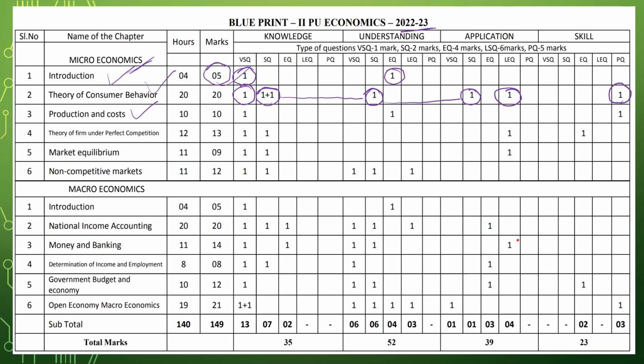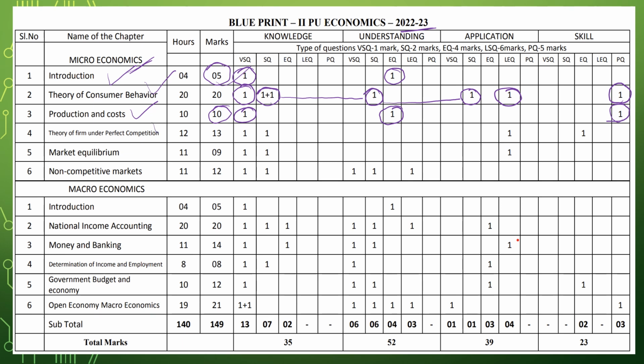And come to production and cost. If we study under production and cost, the marks allotted is 10. And from this chapter, one 1-mark question and one 4-mark question and one practical question they're going to ask.